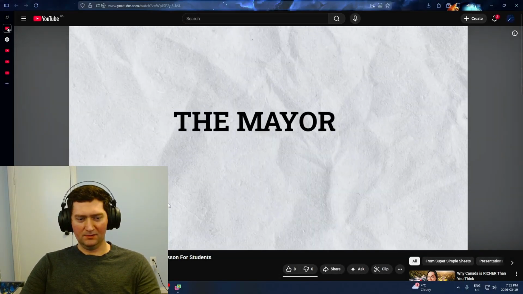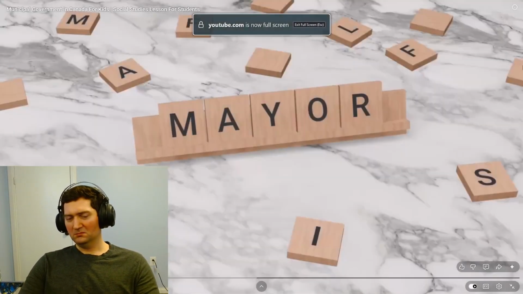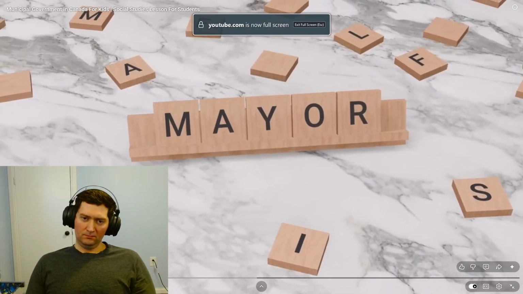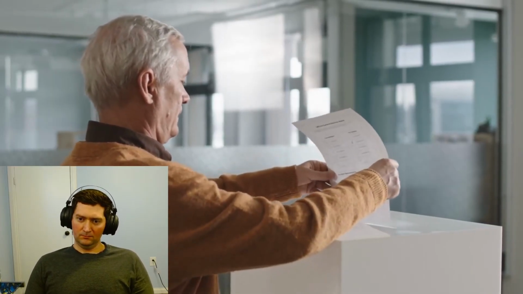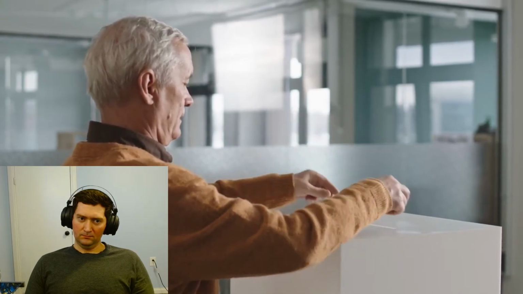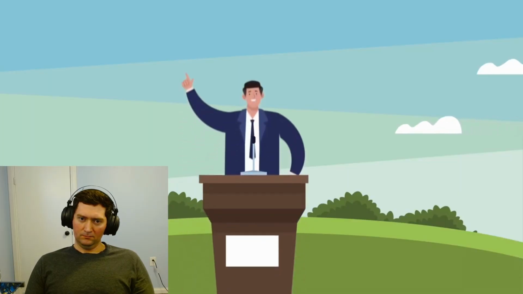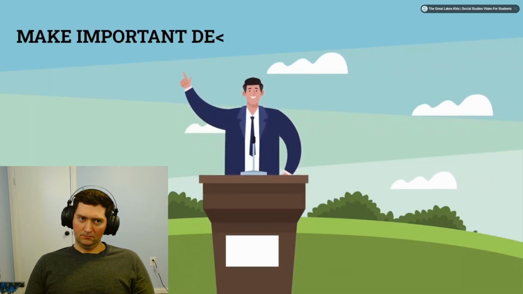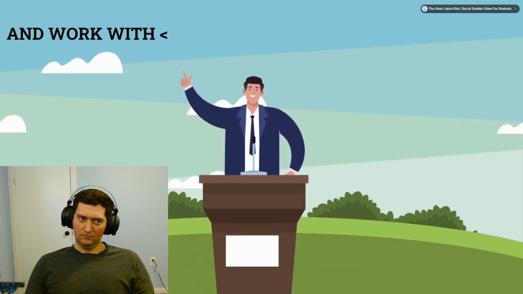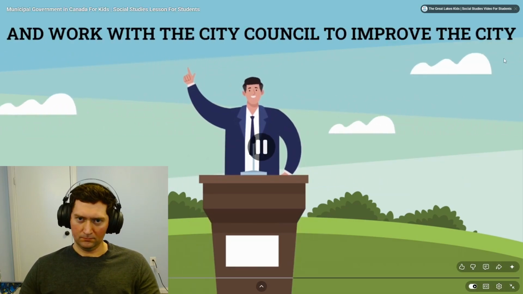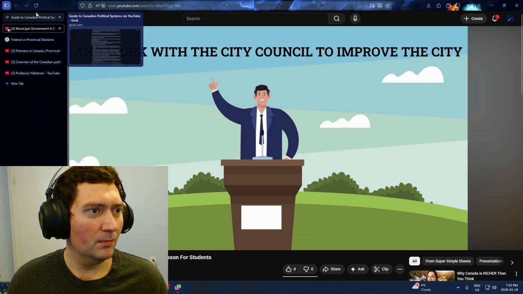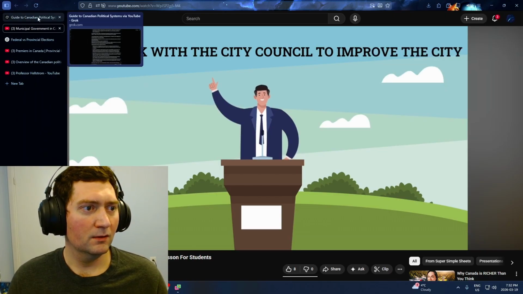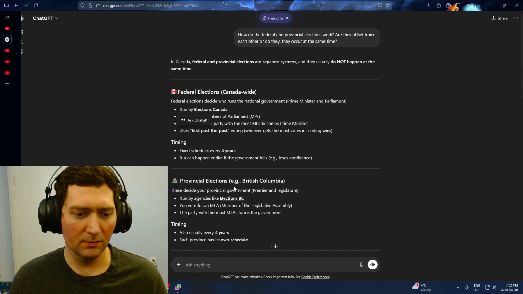The mayor, the leader of the city. The mayor is the head of the municipal government. People in the city or town vote for the mayor in local elections, and the person with the most votes becomes the leader. The mayor's job is to represent the community, make important decisions about local services, and work with the city council to improve the city. So mayor is the head of the municipal system.